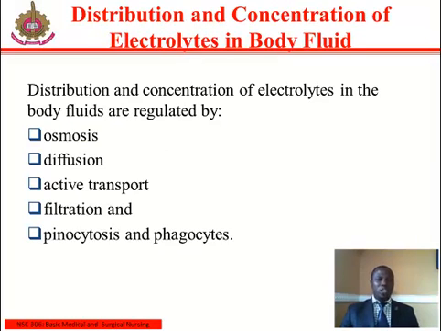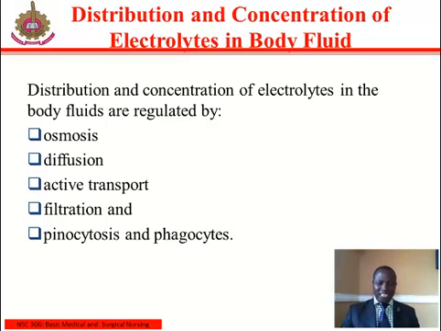Distribution and concentration of electrolytes in body fluid. Distribution and concentration of electrolytes in the body fluid are regulated by osmosis, diffusion, active transport, filtration, and pinocytosis and phagocytosis. 1. Osmosis. Osmosis is the process by which water passes through a semi-permeable membrane from a higher concentration of water to a lower concentration of water.